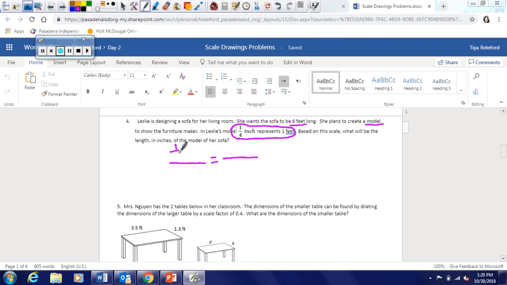So that's 1/4 inch. Can you turn that into a decimal? Sure. Equals 1 foot. 6 feet, it's going to go on the bottom. So when you cross product, you're going to have to multiply 6 times 1/4, and of course 1x.